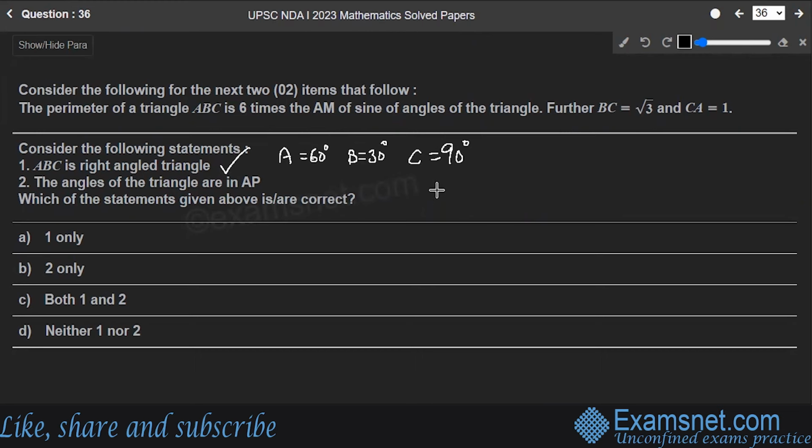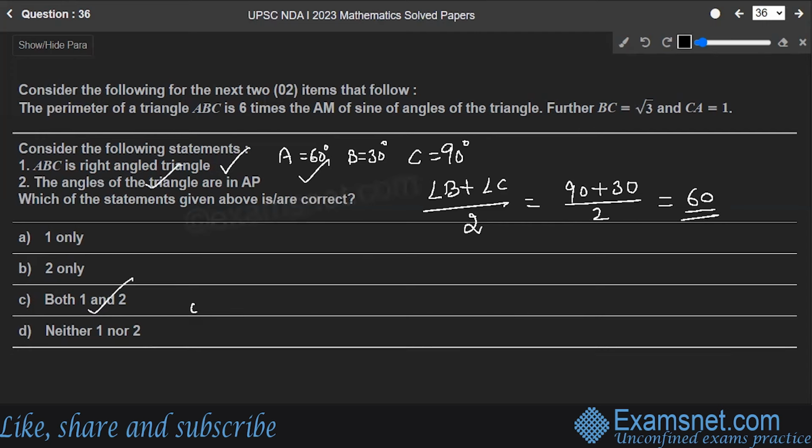Let's see. Angle B plus angle C upon 2 is equal to 90 plus 30 upon 2, which gives me 60. So yes, they are in AP. That means both statements 1 and 2 are correct, so option C is the correct answer. Hope you got this as well.